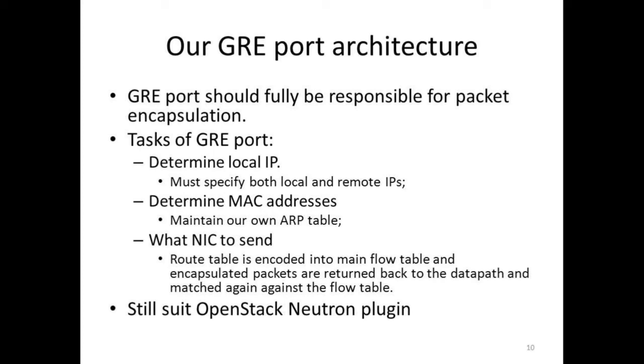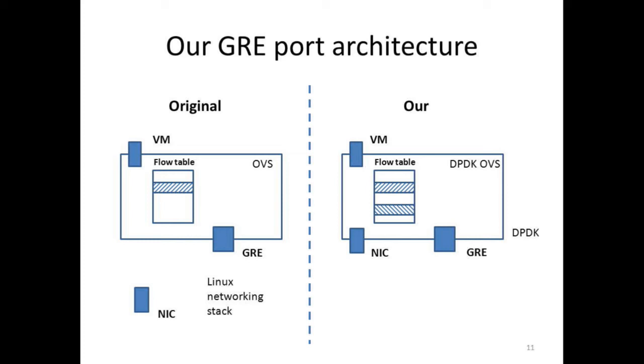Let's take a closer look. This on the left side is the original GRE port architecture. When the packet goes from the virtual machine, it's matched against the flow table, then goes to the GRE port, then is put to the Linux networking stack. It somehow finds the right network card adapter and goes to another compute node.